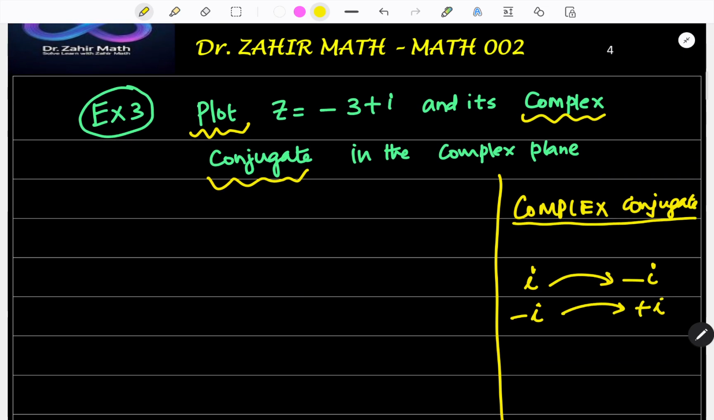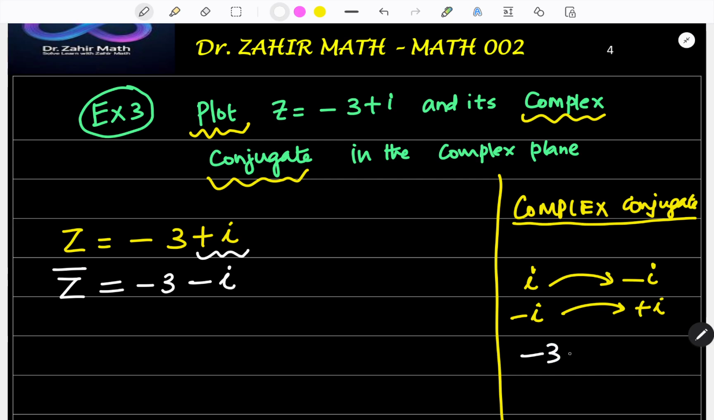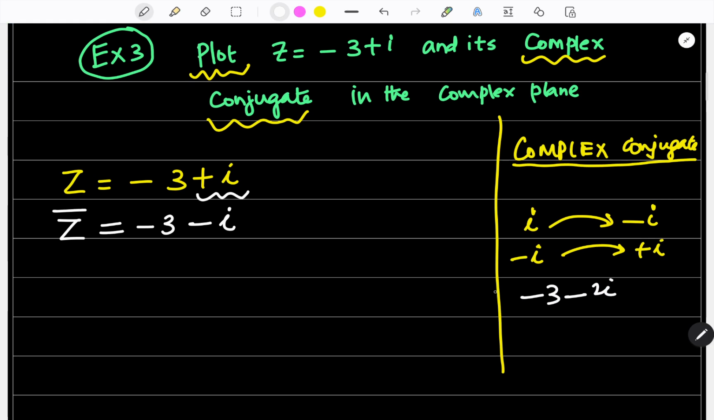So the complex number is z is equal to minus 3 plus i, and the conjugate is given by z bar. You only have to change the sign of the i part, so it is minus i. Understand? Again I'm telling you, suppose you have, for example, minus 3 minus 2i. This is your complex number. What is your conjugate? Your conjugate is minus 3 plus 2i, because there is a minus here, so it becomes plus 2i.